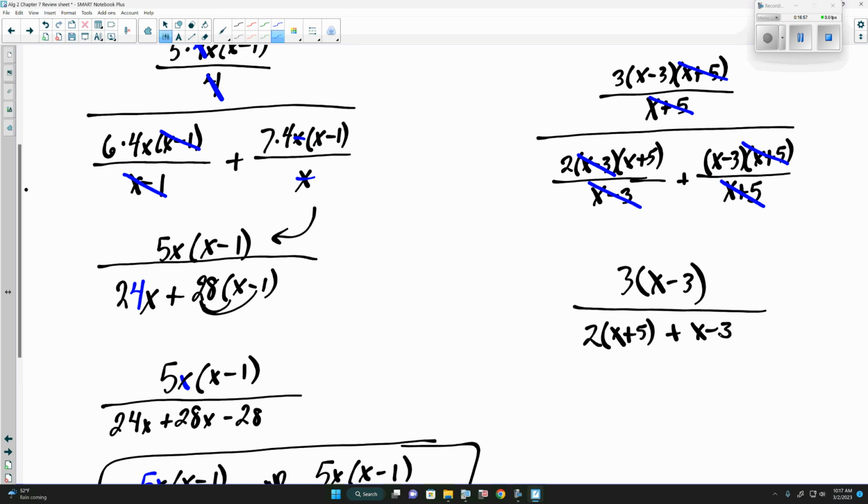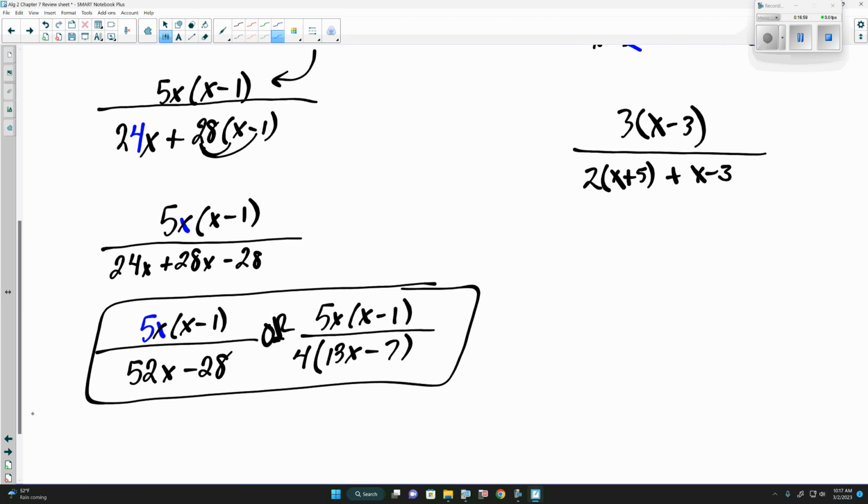Now we have to leave the 3s alone for now. We can't cancel them. So we can't cancel the x minus 3's on top and bottom yet because of the addition in the denominator. Because I have 2 things being added. I have these 2 added together, and there might be some like terms that need to be combined. Because if they are, we'll need to combine them first. The numerator, do we have anything actually added or subtracted to it? So we can leave it as 3 times x minus 3.